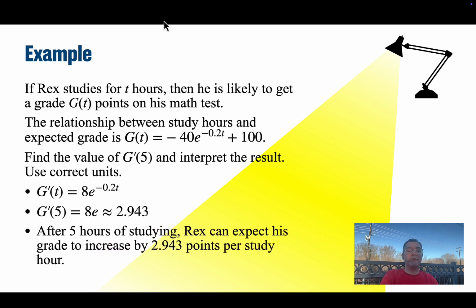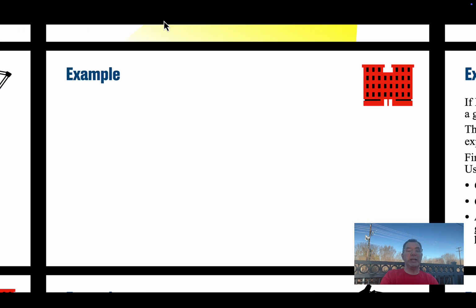So I know that after 5 hours of studying, Rex can expect his grade to increase by 2.943 points per study hour. Okay, and that is an instantaneous rate of change.